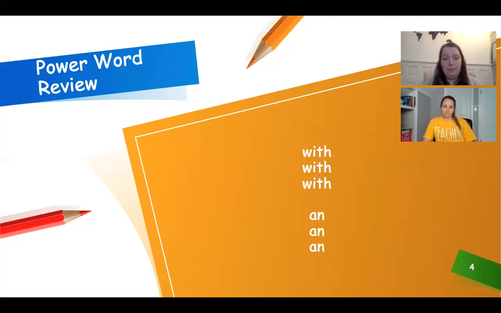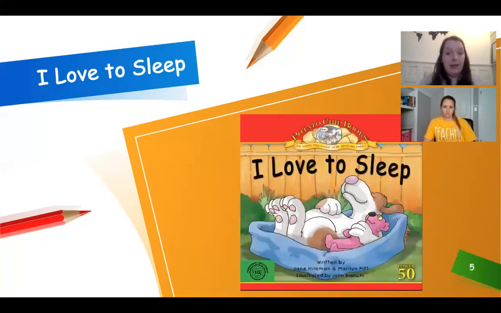And one last one, an. Can you help me spell the word an? An is spelled A-N, an. That is a good one. Hopefully our friends remember these power words, so tomorrow when we read this book, they can read with us. Perfect. Now, let's see what our book is.